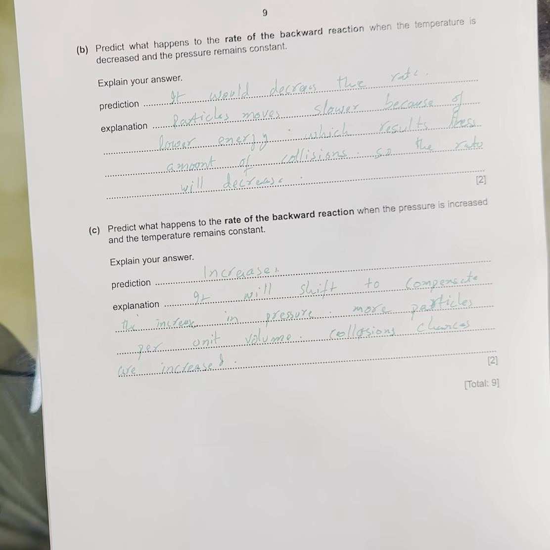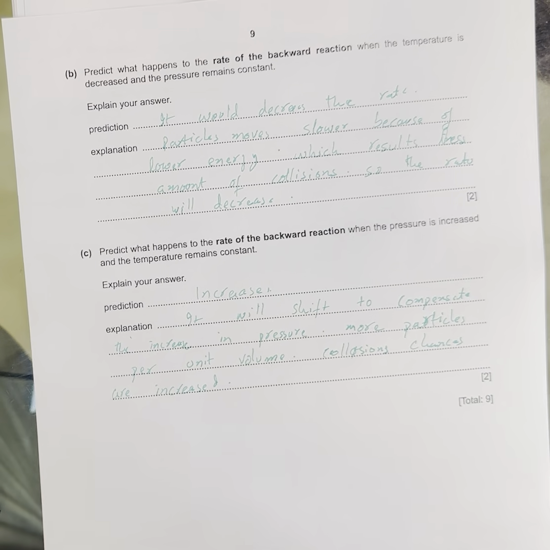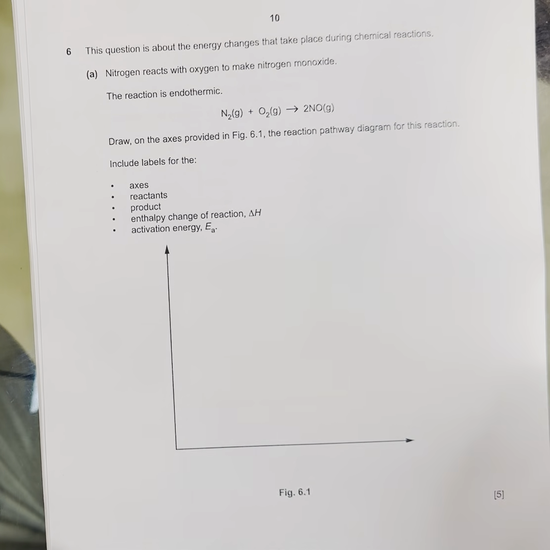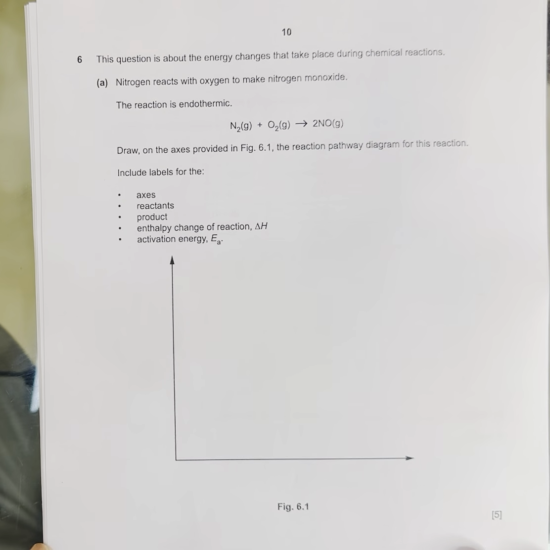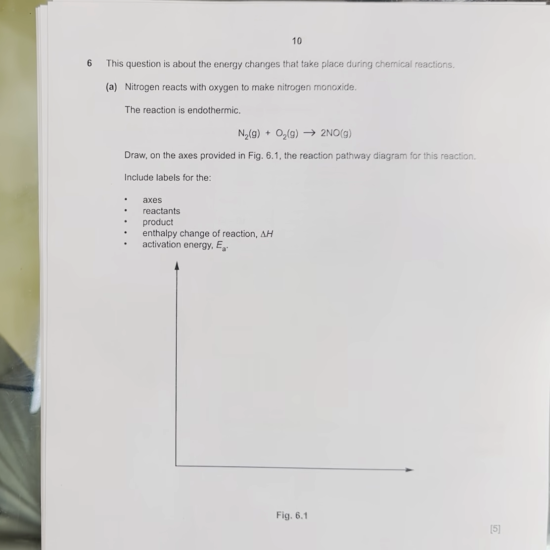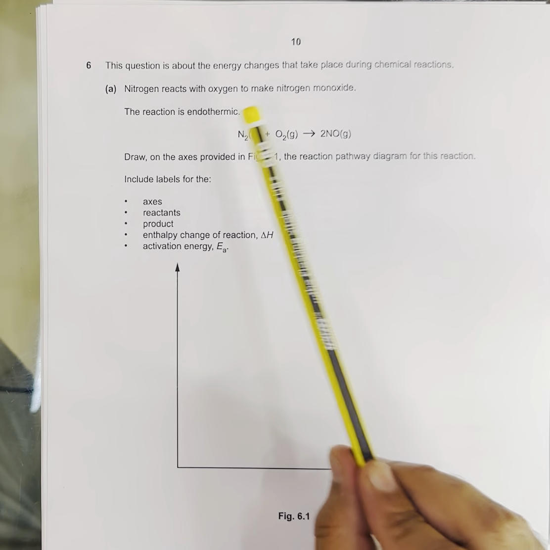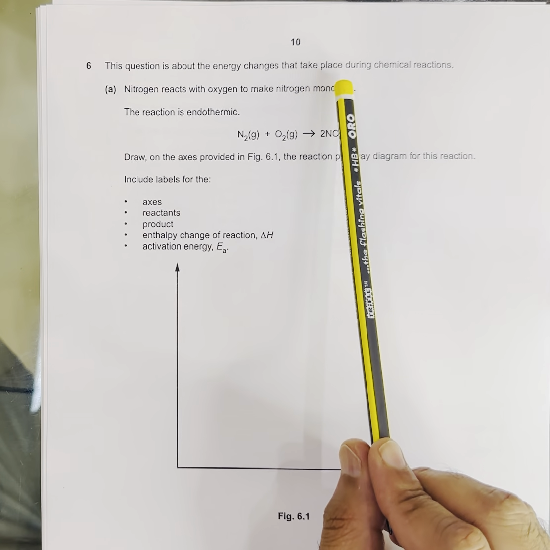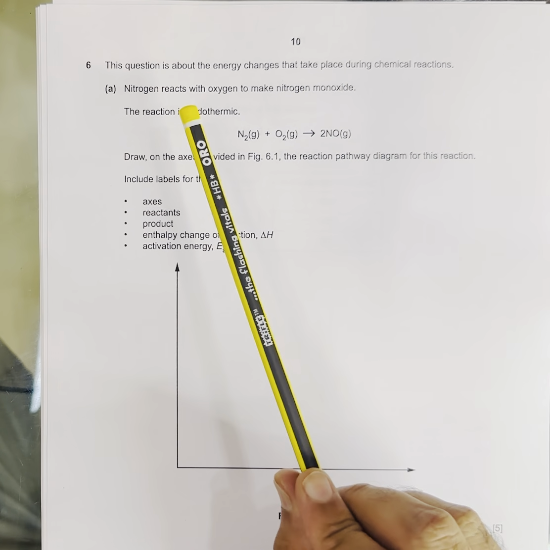So this question was about rate of reaction. This was a very long question carrying 9 marks, and most of it was applying Le Chatelier's principle accordingly. The next question is about energetics and about exothermic and endothermic reactions. This is a very simple question carrying 5 marks. The question is about the energy changes that take place during a chemical reaction.